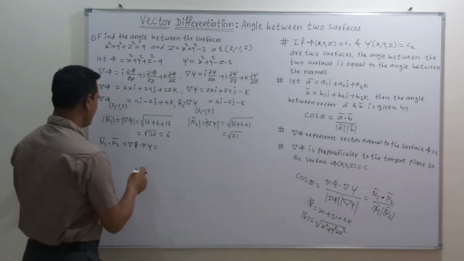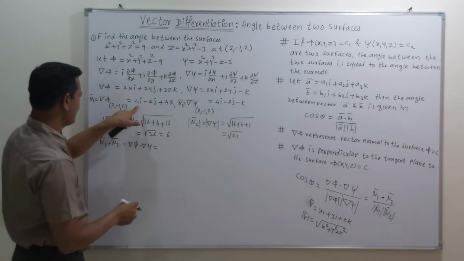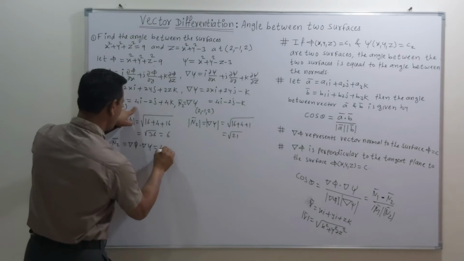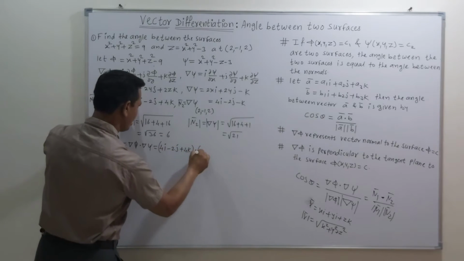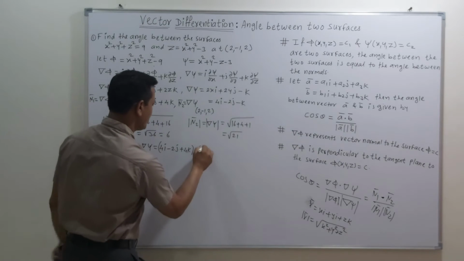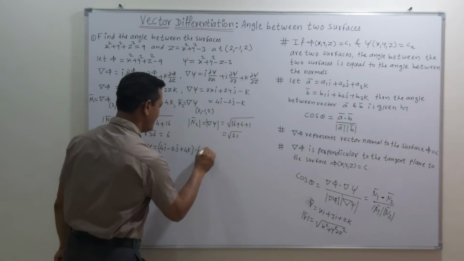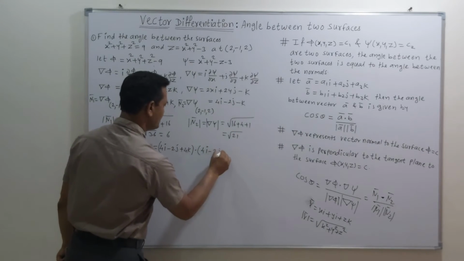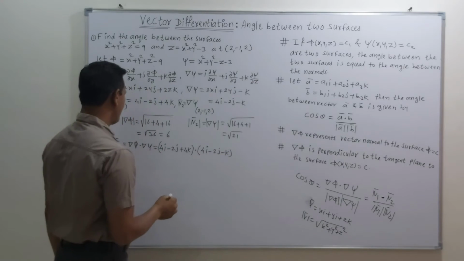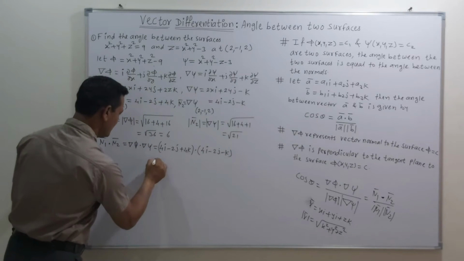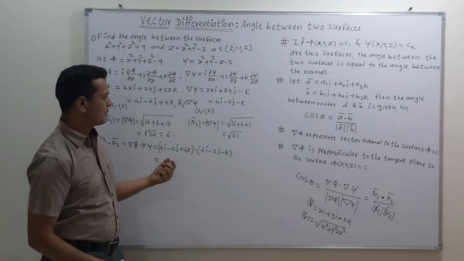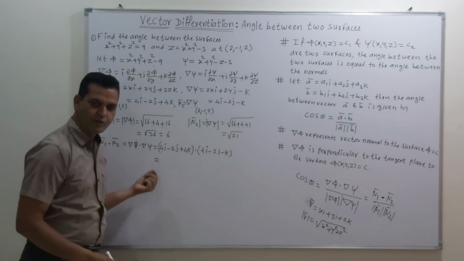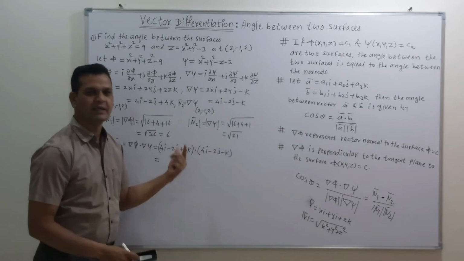The normal to the first surface is given as 4i minus 2j plus 4k, and its dot product with the second normal to the surface, which is 4i plus 2j minus k. Here friends, if we find the dot product between these two vectors, we know how to find the value of the dot product. So take the product of the coefficients of the i term, j term and k term.